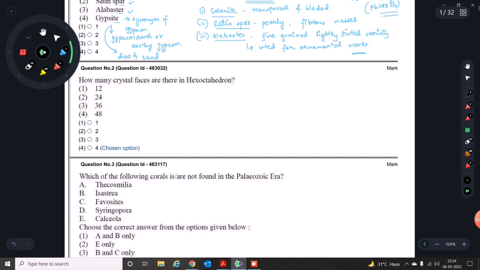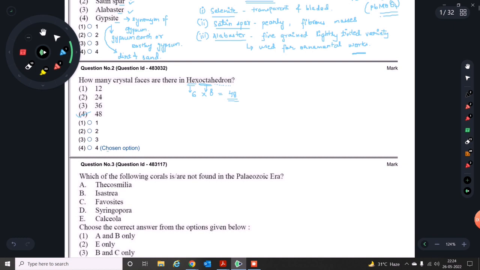What is octa? Does anyone know? What does octa symbolize? Octa means 8, right? So that means this hedron has 8 faces. Now it says hexoctahedron. Hex means 6. So you just simply need to multiply this. That means it will come up to 8 sixes are 48. 48 faces. Okay. So here we have the fourth option, 48 faces.